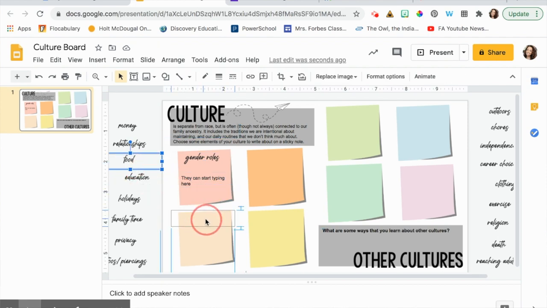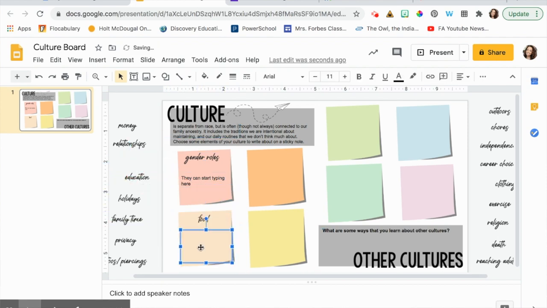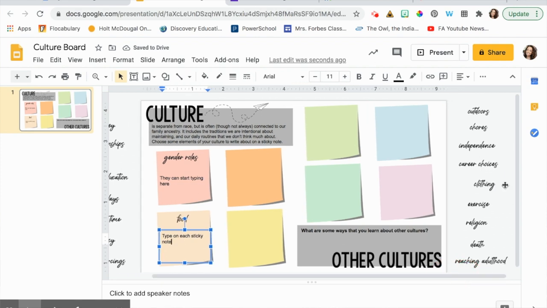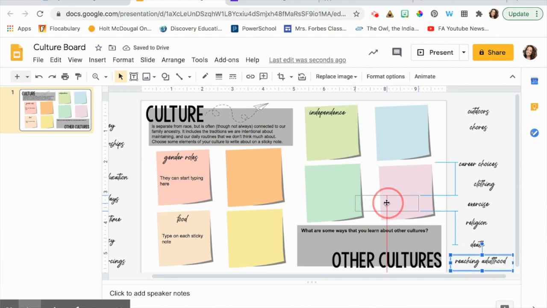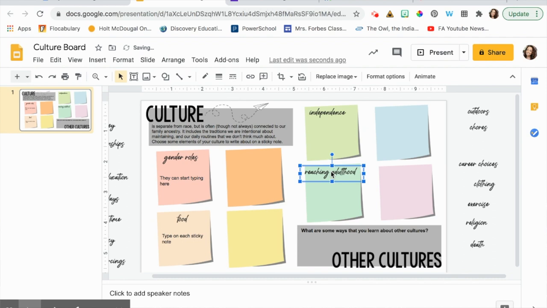And we tend to think of the really big traditional ceremonies or things that really stand out, but culture is also just the daily routines that we participate in and really don't even think much about. And really that makes up more of our culture than we think. So this is not an exhaustive list, but these are just a few categories where our own cultures reveal themselves.